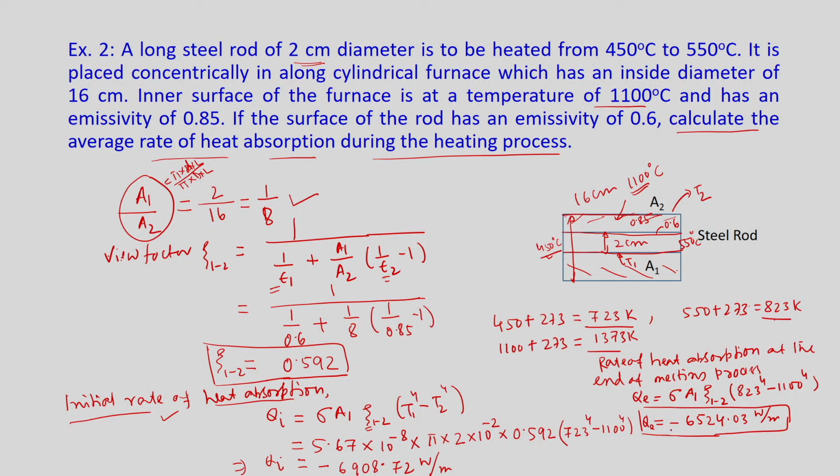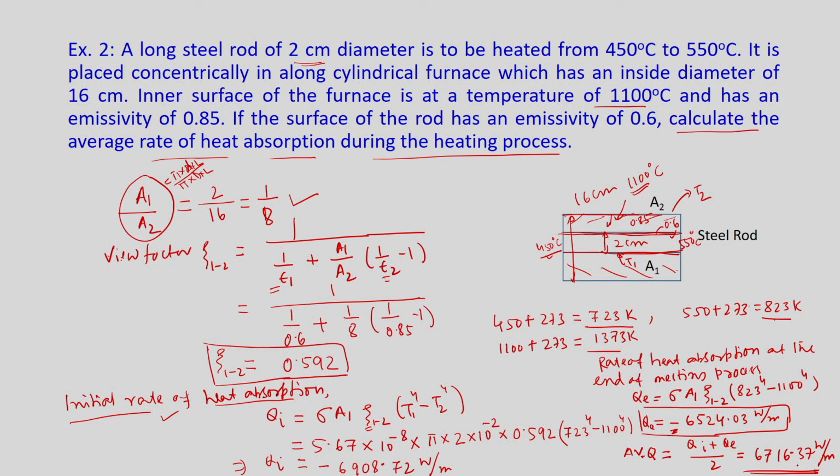So I hope you understand why the negative sign is there, because no heat is received here. Okay. So emission is taking place from the surface and then heat is received by this rod. Okay. So we want the average rate of heat absorption. So what will be the average rate of heat absorption? Average Q, if we write, then it will be Qi plus Qe divided by 2, which is nothing but 6716.37 watt per meter. Okay.